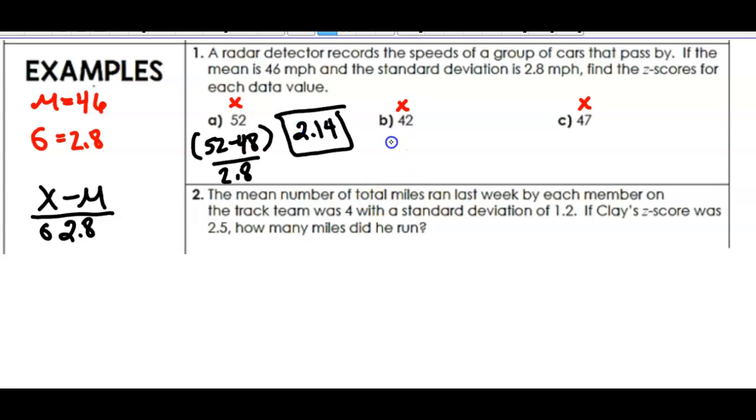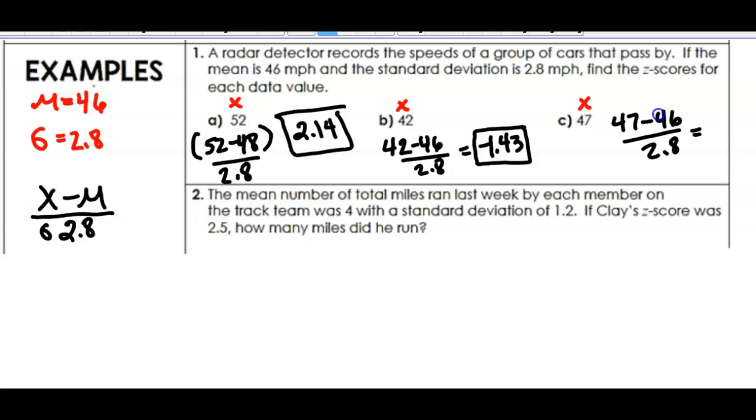If we have a 42, that's below the mean, so it's going to turn out negative when we do this. And this turns out to be a negative 1.43. And I think for z-scores, they actually only do 1 decimal, and then they use a table most of the time to measure. We're going to use our calculator. So we have 47 minus 46 divided by 2.8. This is a positive 1 divided by 2.8. It's a positive 0.4 z-score.